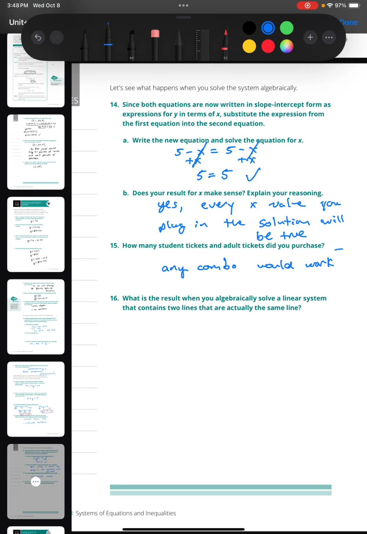You could purchase 1 student, 4 adult, 2 students, 3 adults, 3 students, 2 adults, or any combination of 5 would work. So number 16, what is the result when we algebraically solve a linear system that contains 2 lines that are actually the same? The result would be a mathematically true statement, which means there are infinite solutions.